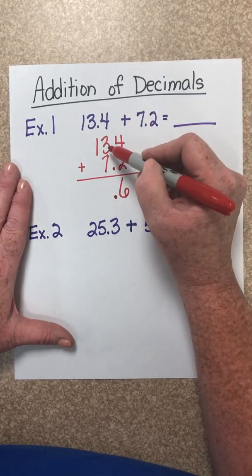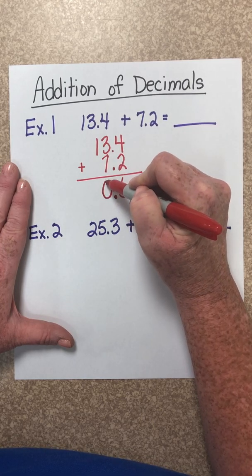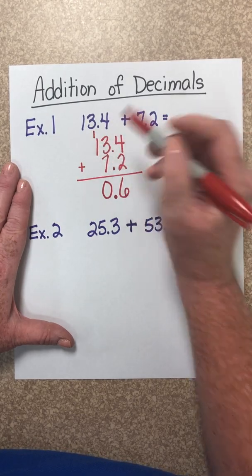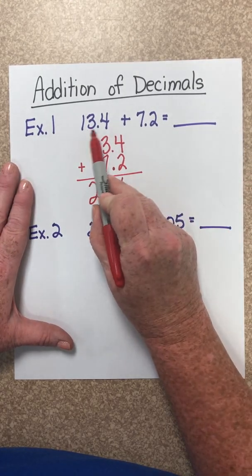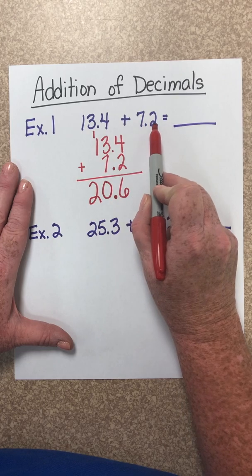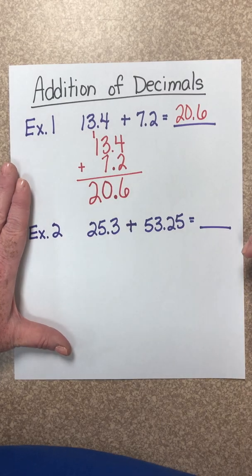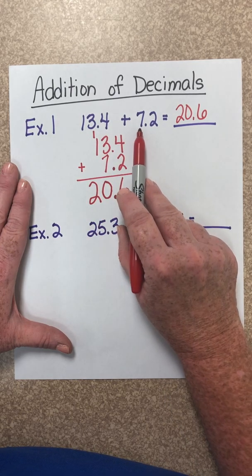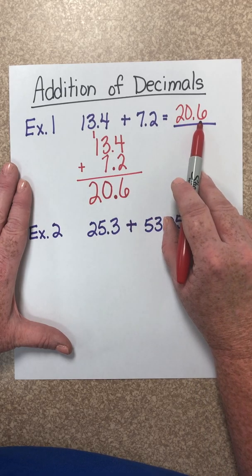Now I go to the next column. 3 plus 7 is 10, and I carry that 1. And last we have 1 plus 1 is 2. So our answer to 13.4 plus 7.2 is 20.6. Now let's say these numbers correctly. 13 and 4/10 plus 7 and 2/10 equals 20 and 6/10.